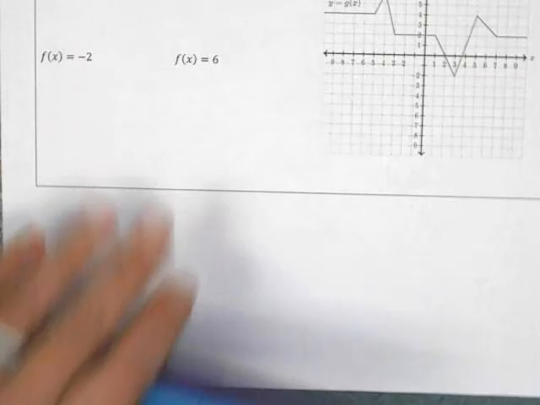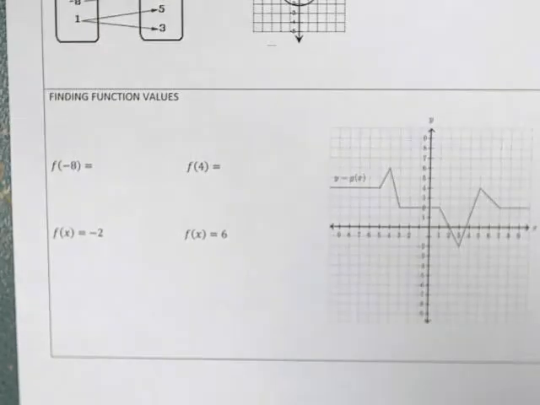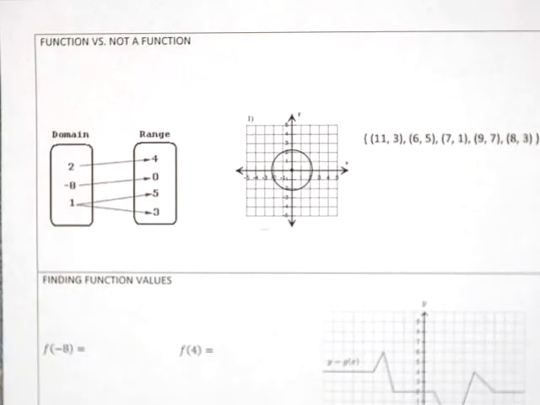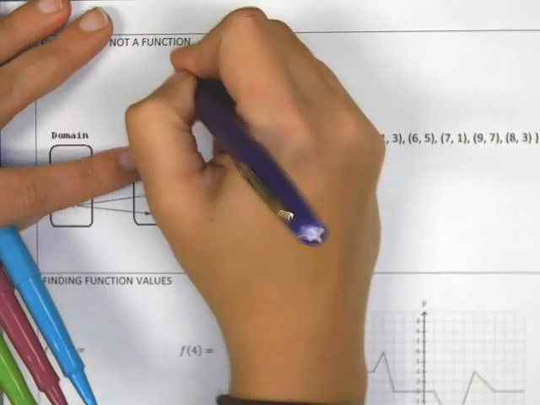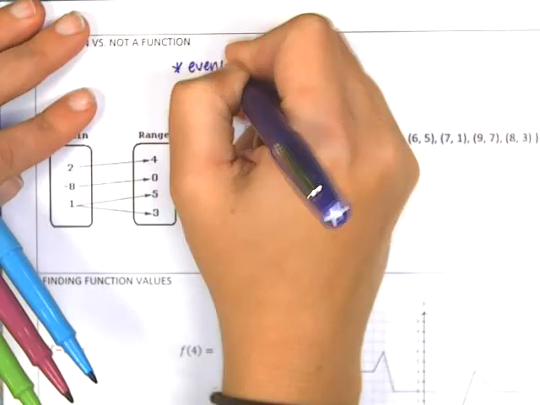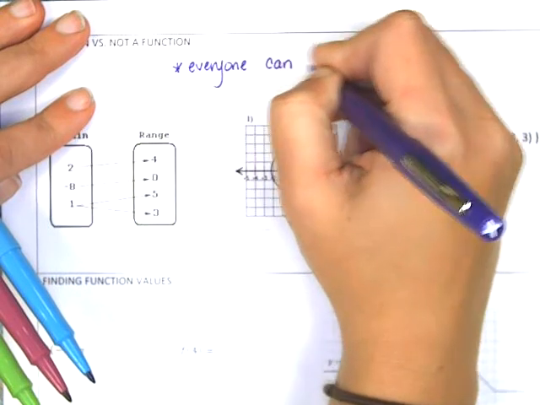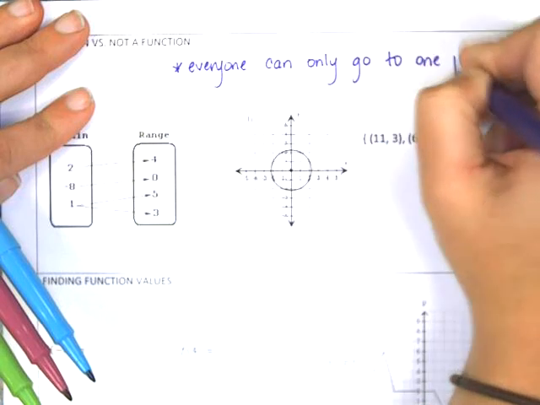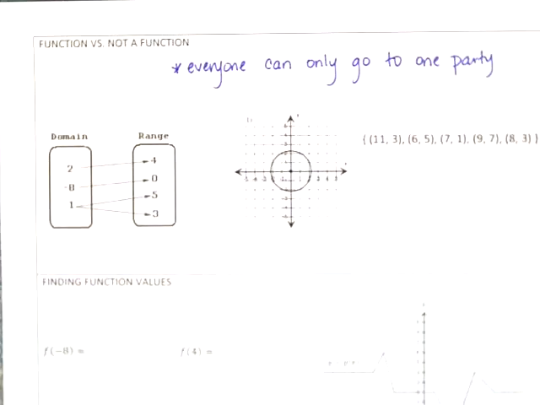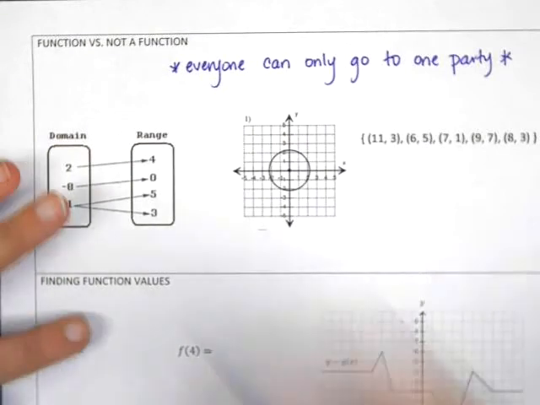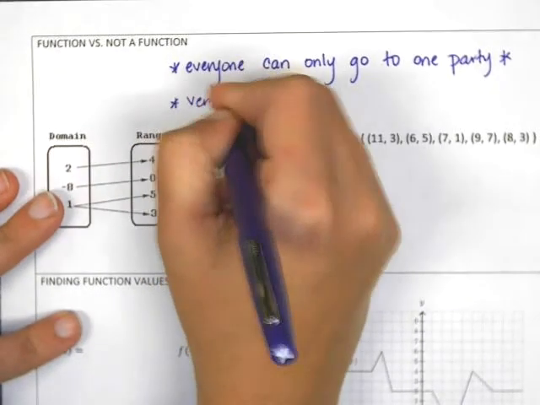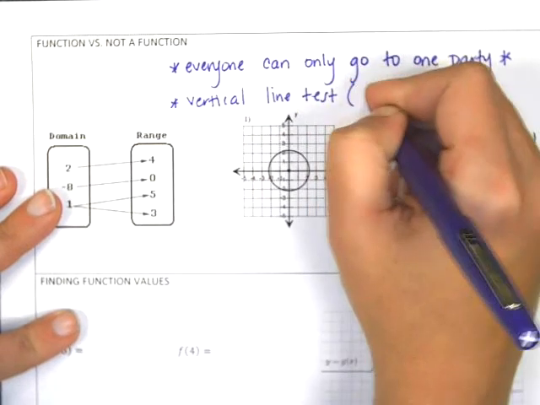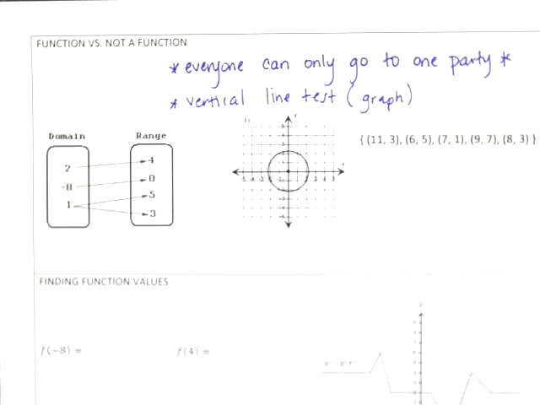I hope this is helping you kind of remember some of the other stuff that we've learned. After we learned about function notation, we said sometimes we have things that are not functions. And so the trick for remembering was this, which is that everyone can only go to one party at a time. So, another way to remember this was what we called the vertical line test. And we only used that test when we had a graph of our equation, our function.